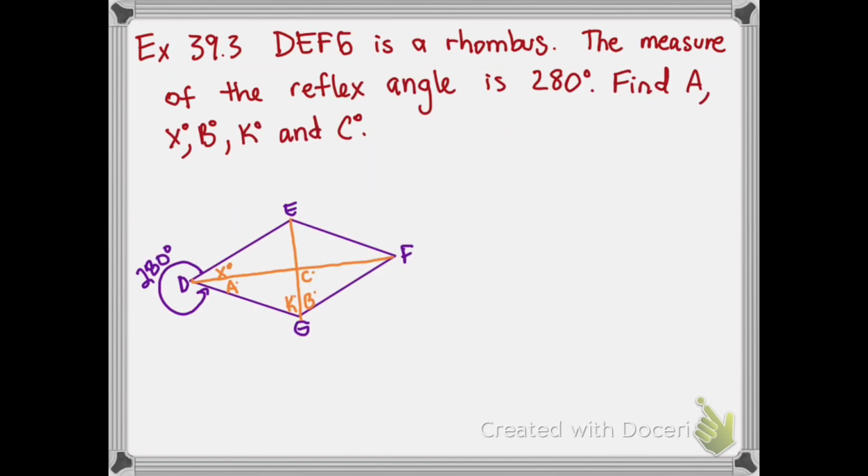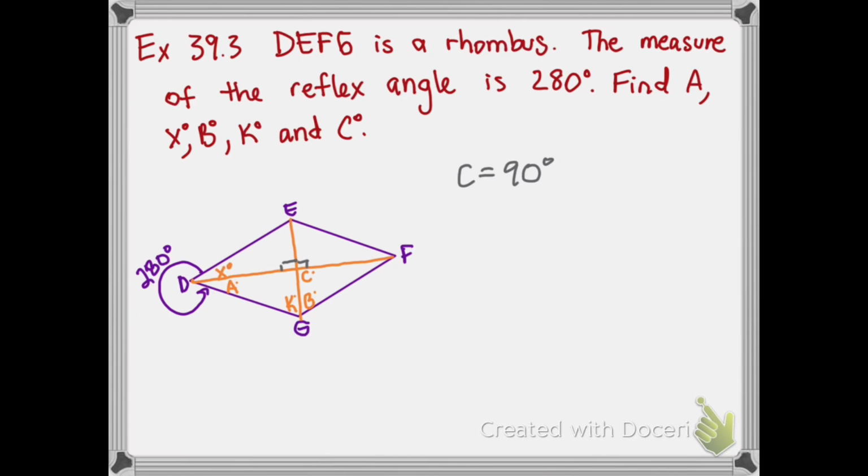In this example, it says DEFG is a rhombus. The measure of the reflex angle, this angle that is here on the outside, is 280. Find A, or angle A, angle X, B, K, and C. Very, very simple. So I'm going to start actually with the last one, with C, because we just talked about the fact that the diagonals are perpendicular, so they form 90-degree angles. And C then is 90.